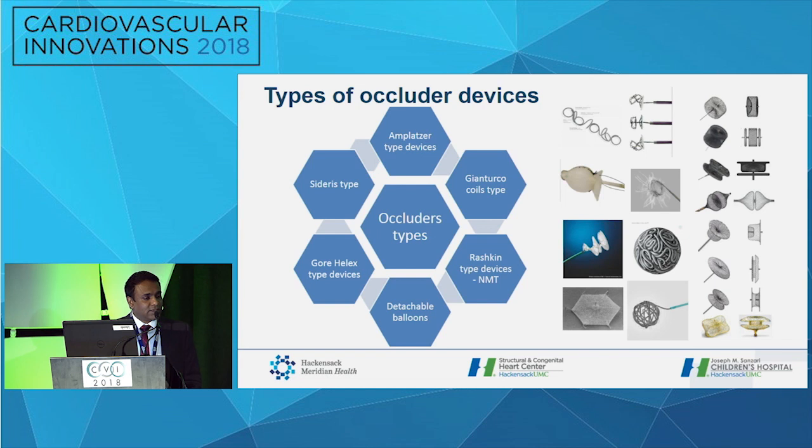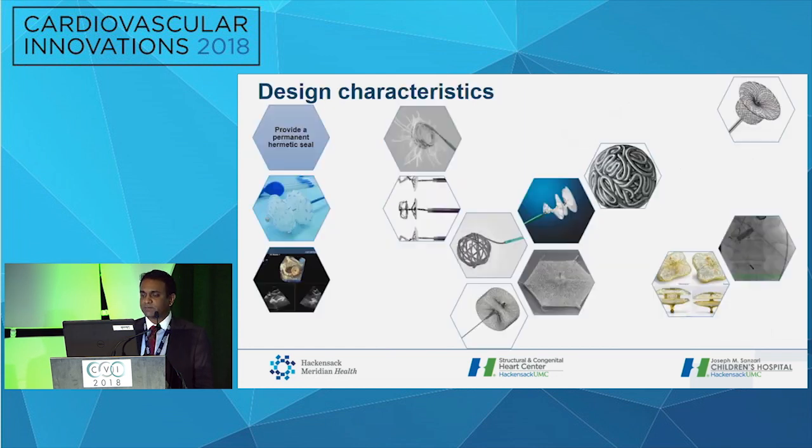And you have Gore Helex types of devices, and also there is something called the Sideris type of devices. You see in this particular one, it's actually a polyurethane patch which is placed on a double balloon and has a detachable sleeve, so you actually leave the patch there for closure of ASD or VSD, and the patch sort of conforms to the defect, and the balloon is retrieved later. So most of these devices, I think, are extinct, but you can see that none of them are designed for the structural abnormalities that we face every day.